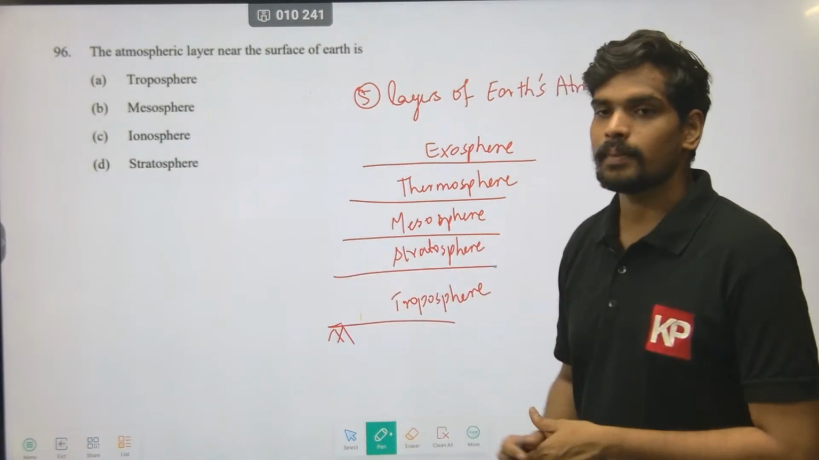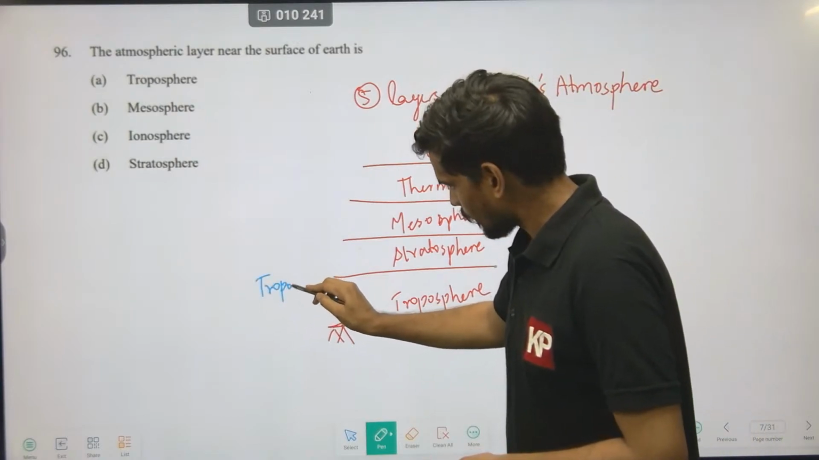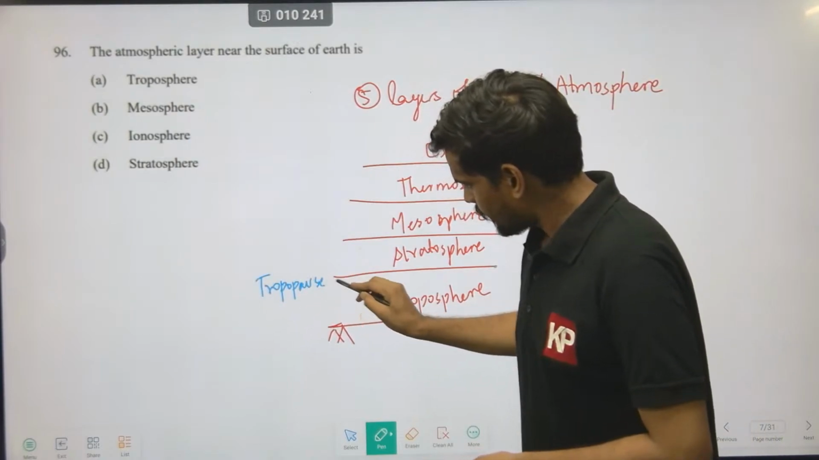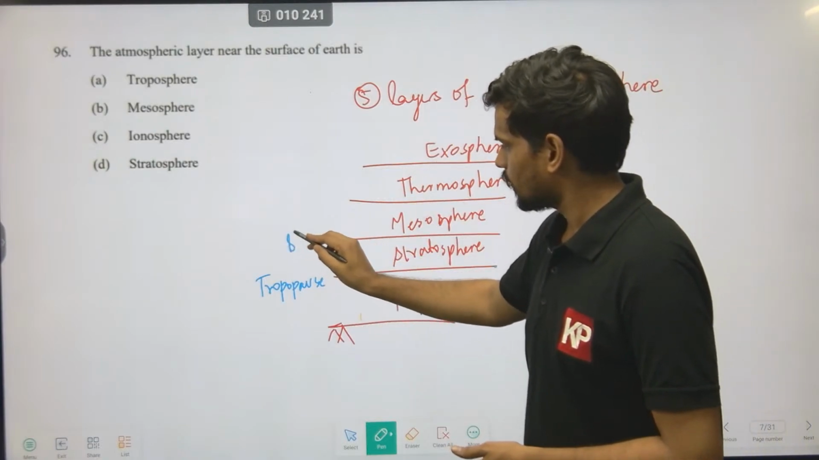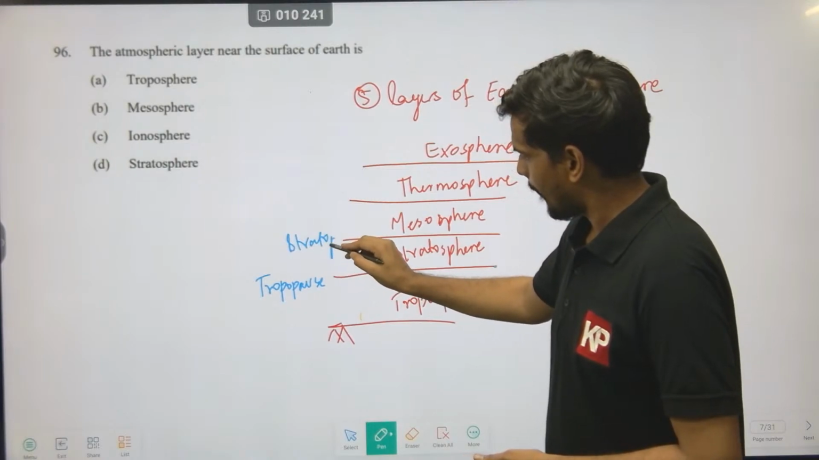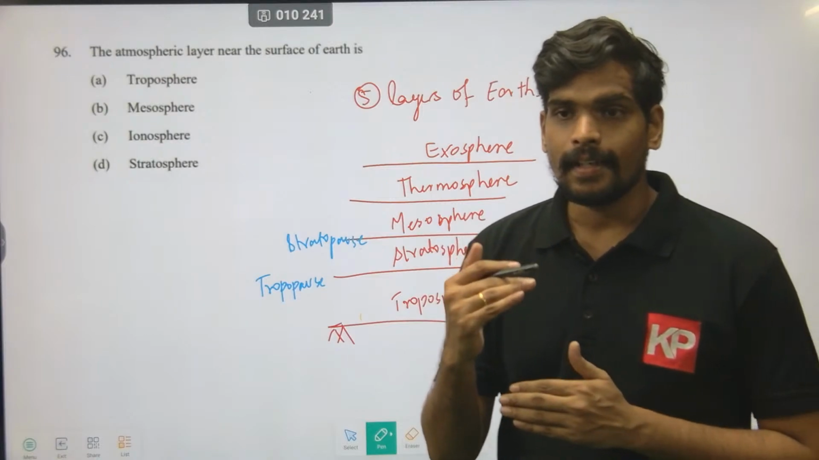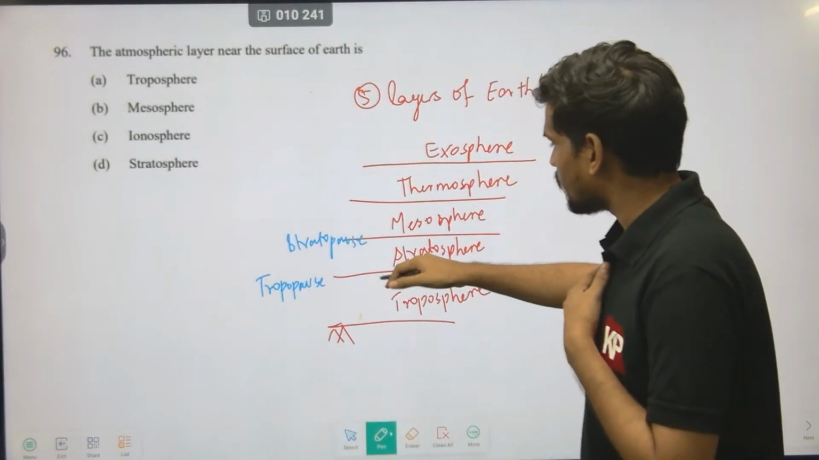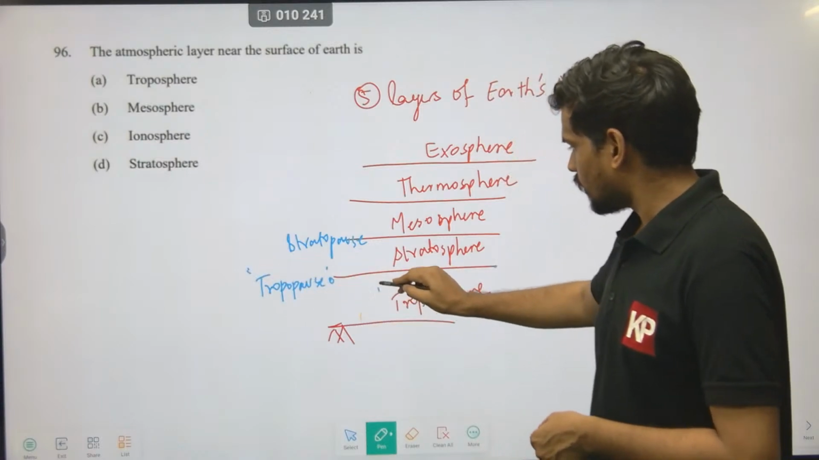So the boundary between the troposphere and stratosphere is called the tropopause, always based on the layer below it. So then you have the stratopause above the stratosphere, then you have the mesopause, and so on. So basically the boundaries between these layers of the atmosphere are named in this fashion.